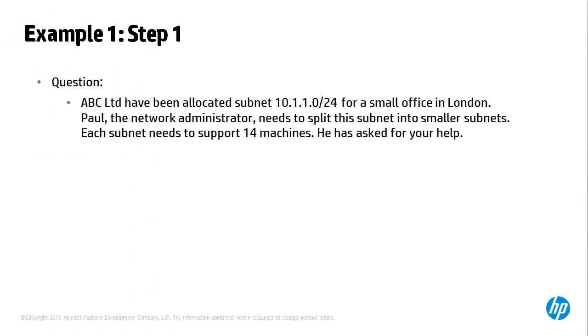So let's do an example. The question we've been given is that ABC Limited has been allocated subnet 10.1.1.0/24 for a small office in London. Paul, the network administrator, needs to split this subnet into smaller subnets. In this example, each subnet needs to support 14 devices. He's asked for your help, as he's not sure about subnetting.